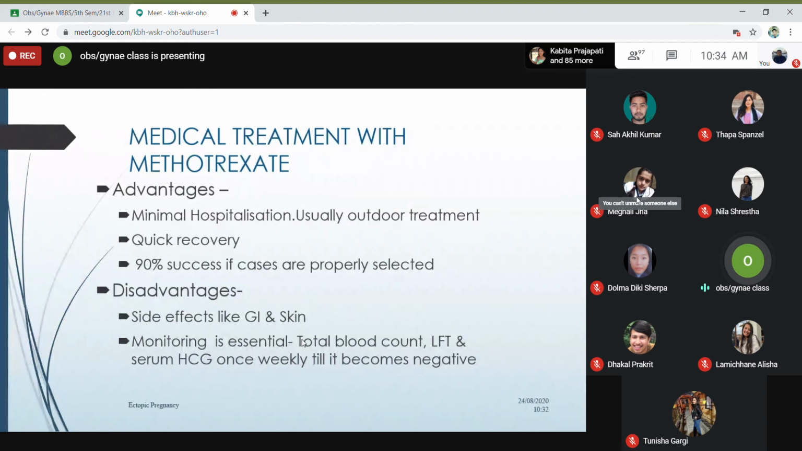So what are the advantages? There is minimal hospital stay. Some patients may also do it as an outdoor treatment, but for us, we keep her in the ward. She has quick recovery, 90% success. And the disadvantages are side effects of GI and skin because of the drug, and monitoring is very essential. So you always have to keep monitoring her, send blood investigations, okay, total count, LFT, serum HCG every week, till it is negative.